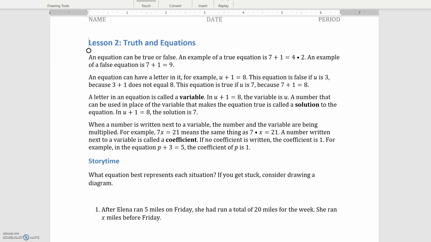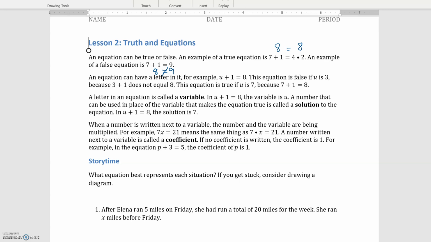An equation can be true or false. An example of a true equation is 7 plus 1 equals 4 times 2. And that's because this just means 7 plus 1, 8, equals 4 times 2, 8. That's true. An example of a false equation is 7 plus 1 equals 9. Because we see here, if 7 plus 1 equals 9, it's saying that 8 equals 9, which is not true. So know that equations can be true or false, but we have to decide on that based on what we know about our number sense.